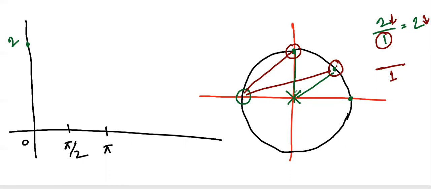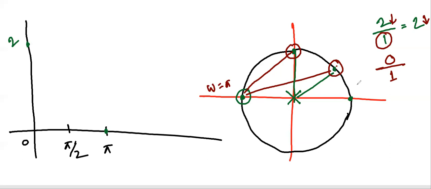And what is the lowest value you will get? The lowest value is equal to 0 at omega equals pi, because at that moment the distance of the zero is equal to 0. So if you consider this point, in that case, what is the distance of the zero? Of course, 0. 0 divided by 1. So that is 0. So at this moment, we get 0.